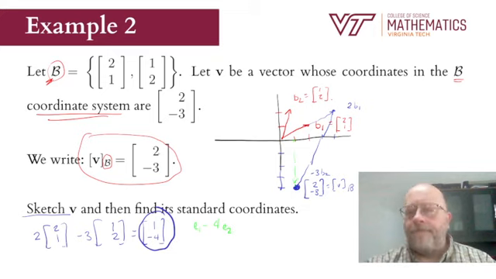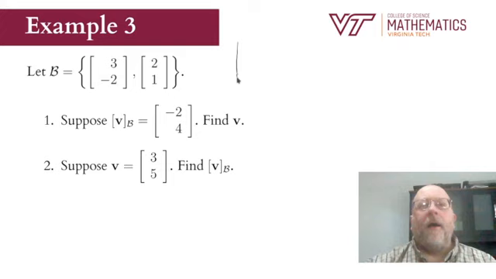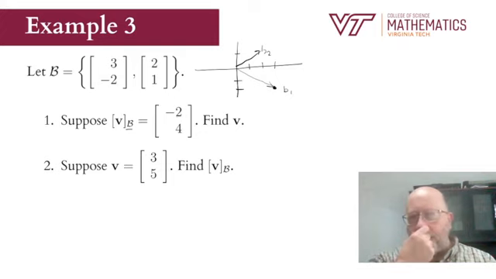All right. Let's try a harder example. Here's my basis now. My B1 vector is (3, -2), and my B2 vector is (2, 1). So that's my B2 vector. And I'm looking at the point in alternate coordinates. In alternate coordinates, the point is (-2, 4). So how do we find that?